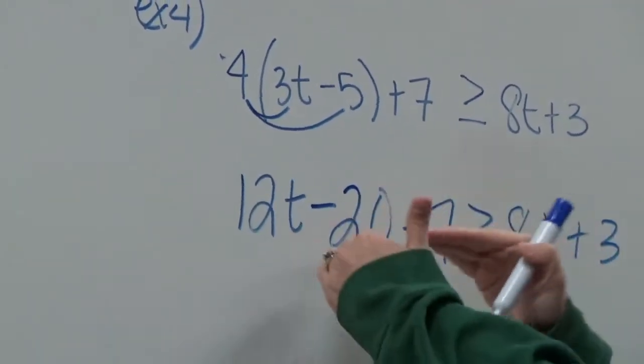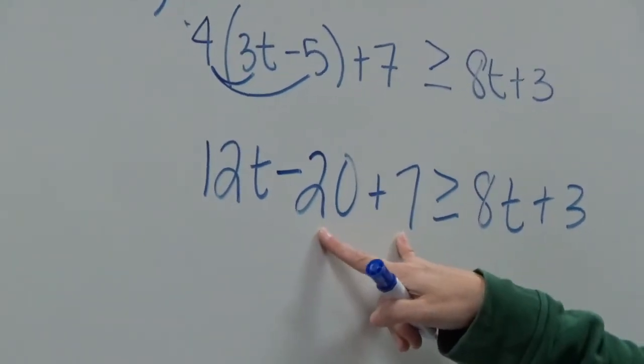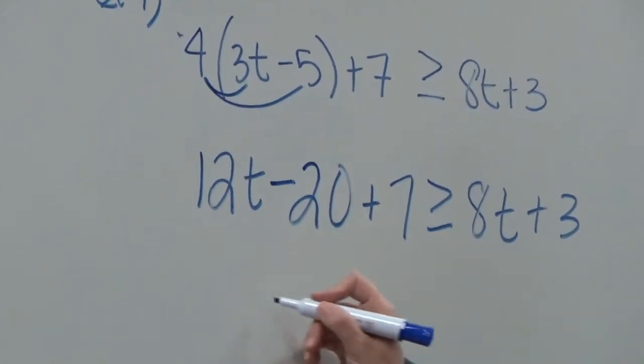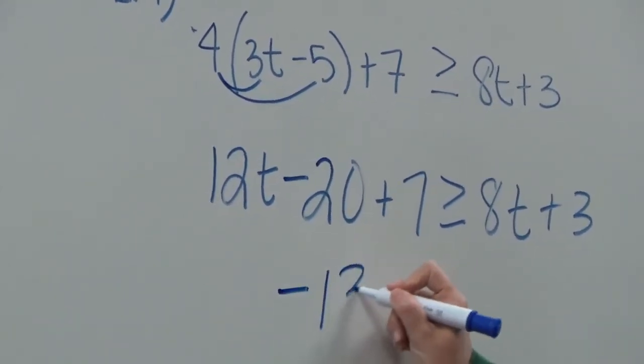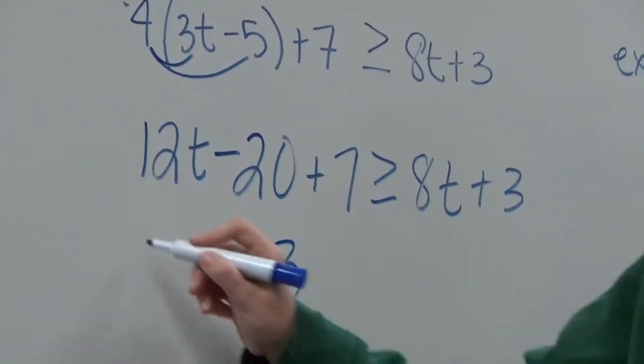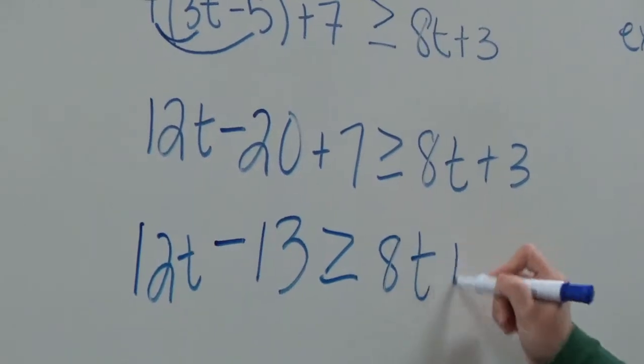If I can combine anything over here first, I will. Notice I have two numbers. They are like terms. You get a positive and a negative, so I'm going to subtract them and take the sign of the bigger number. 20 minus 7 is 13. 20 is bigger, so I'm taking the negative with me. Okay, so all I did was combine those like terms.